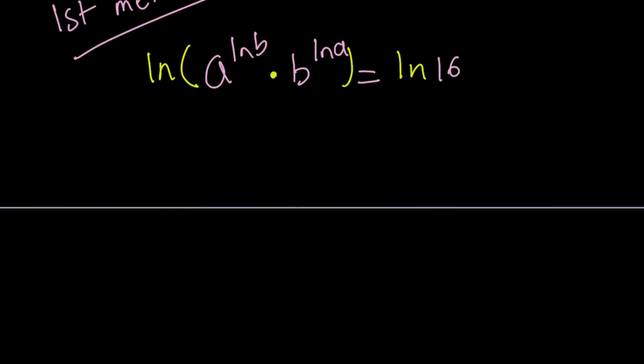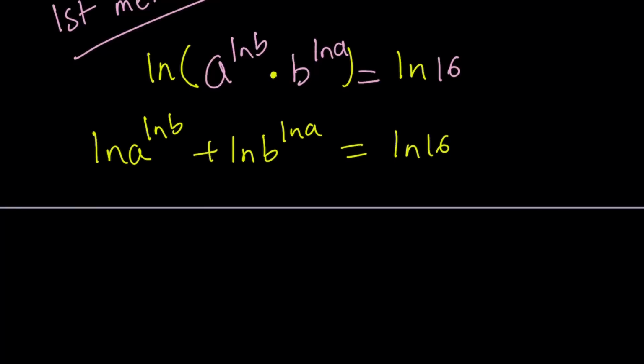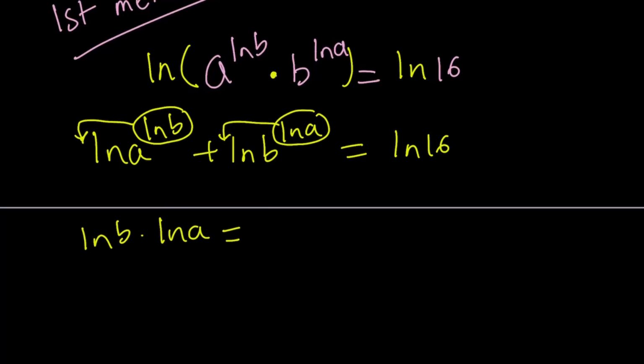So this expression turns into ln a to the power ln b plus ln b to the power ln a equals ln 16. Awesome. Now we can go ahead and move the powers down. That was actually the goal, why we ln both sides. When you do that, you're going to get ln b times ln a plus ln a times ln b equals ln 16. Interesting. Aren't these two expressions equal? They are, right? It's just the commutative property.